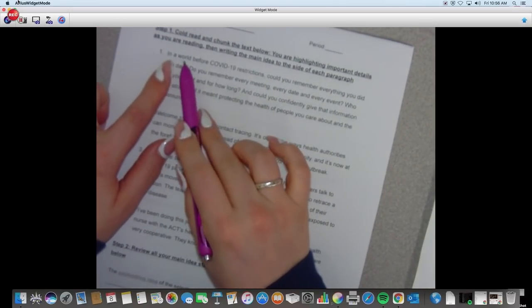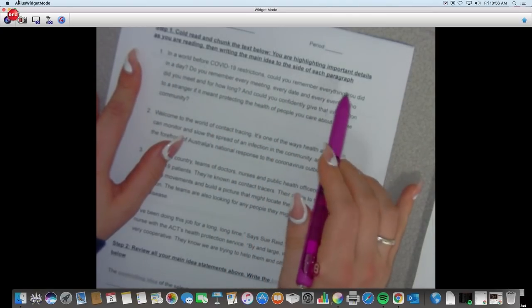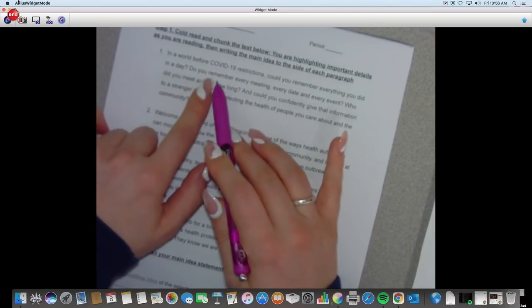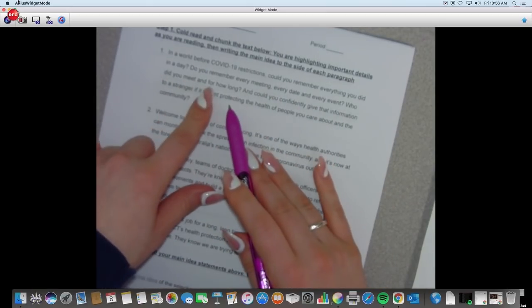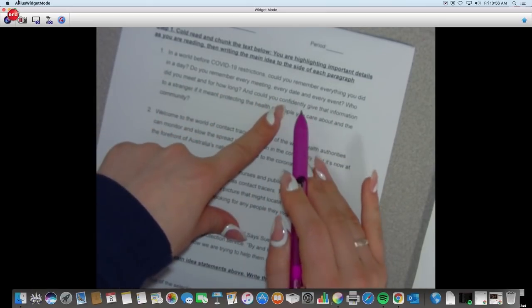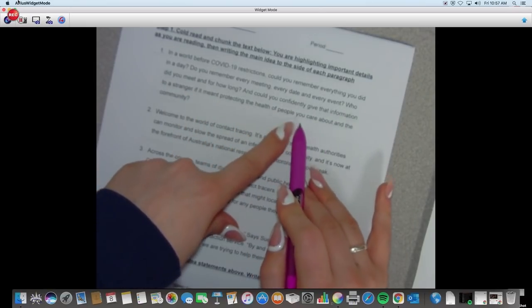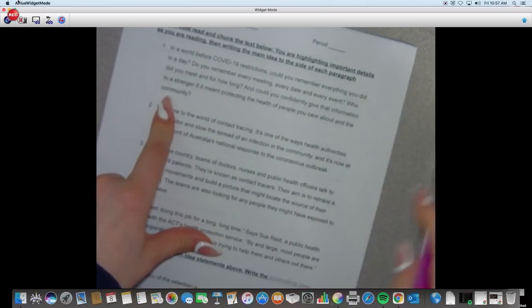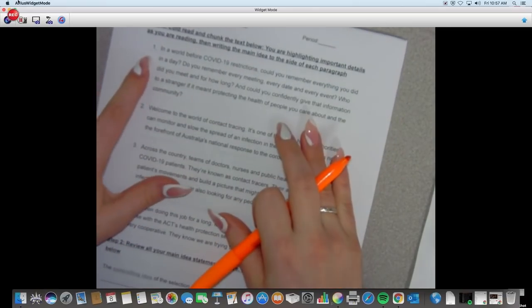It says, in a world before COVID-19 restrictions, could you remember everything you did in a day? Do you remember every meeting, every date, and every event? Who did you meet and for how long? And could you confidently give that information to a stranger if it meant protecting the health of people you care about and the community?